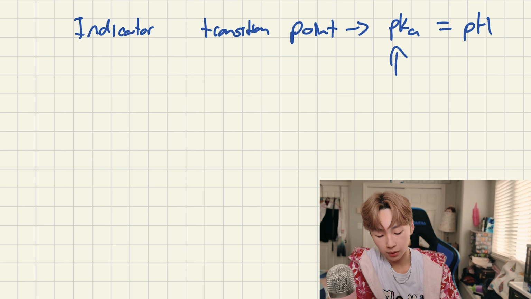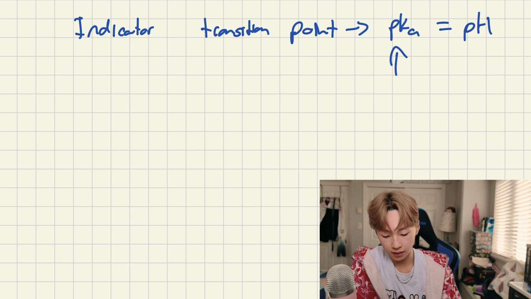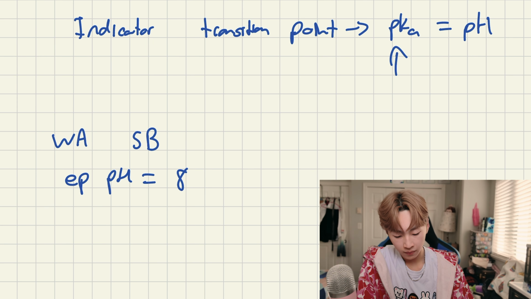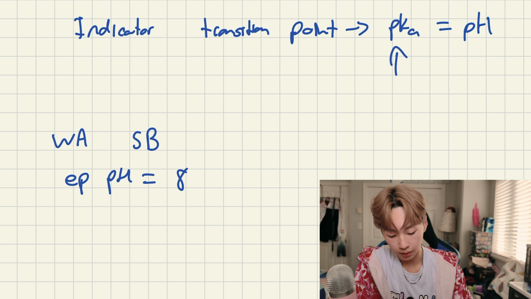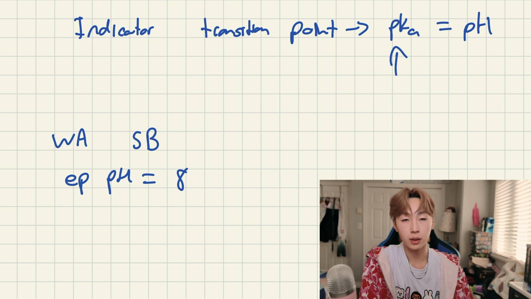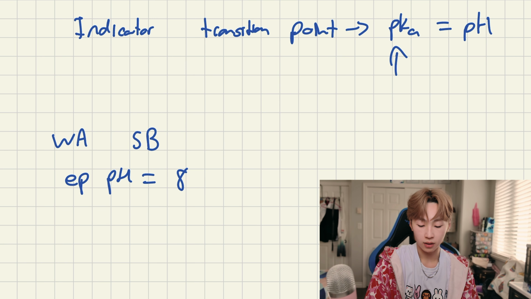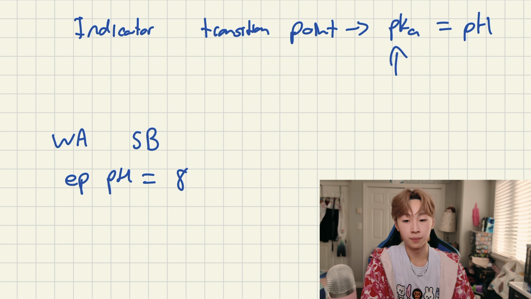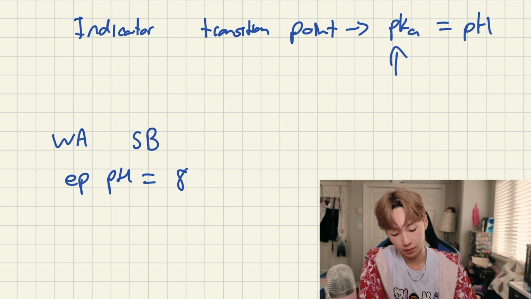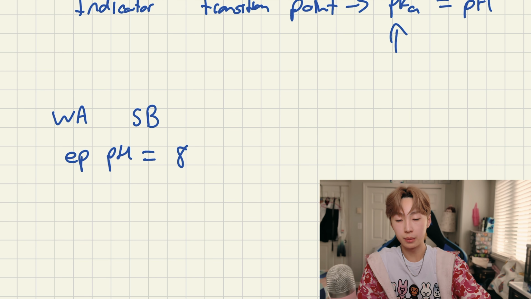So let's say we were titrating a weak acid and a strong base. And our equivalence point pH is going to be equal to 8. We want to find an indicator where the pKa is as close to 8 as possible, so that when we are titrating and we reach our pH of 8, which is the equivalence point, the indicator will change colors and let us know that we've reached that point. Now here's something that most people miss.